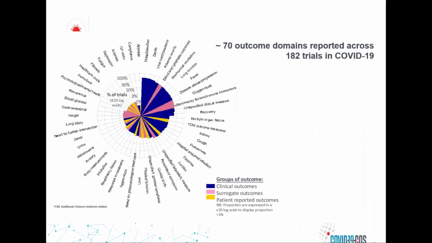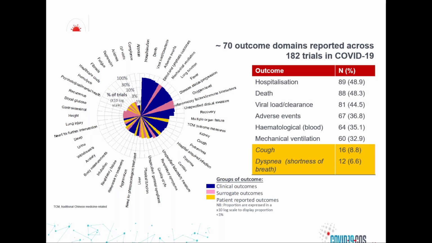So this is some preliminary data from our systematic review. I'll just get you to click next because there's some animations. And we looked at 182 trials registered and found that there were 70 different outcome domains reported. I know the text is a little bit small, but just to point out here, the blue outcomes are clinical outcomes such as mortality. We've got pink, the surrogate outcomes or the biochemical markers, and yellow are the patient-reported outcomes, so outcomes that reflect how patients feel and function.